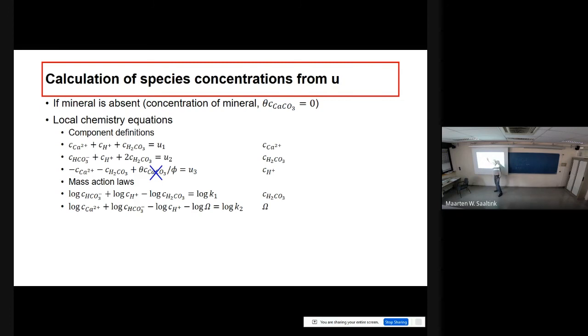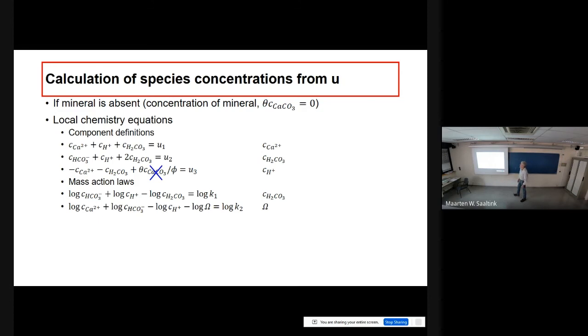Well, if the mineral is absent, then I do something similar. Actually, my local chemistry equations do not only have to take into account the mass action laws, but also the definitions of the components. U1 is the concentration of calcium plus H2. U2 is bicarbonate plus etc. And U3 is minus calcium plus the calcium. But of course there is no mineral, so the calcite is 0.